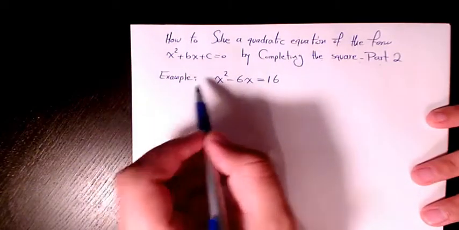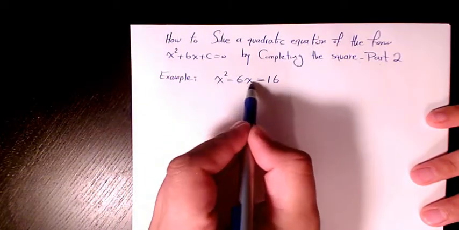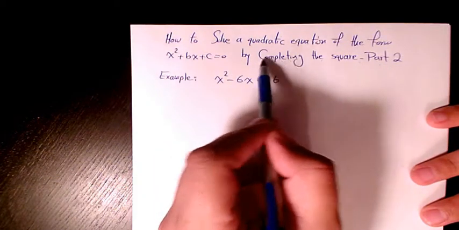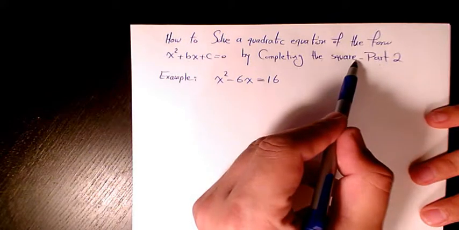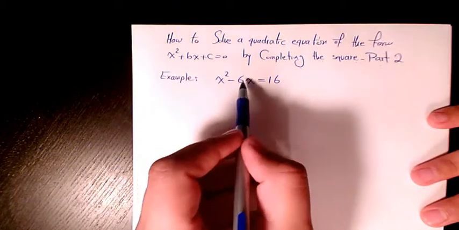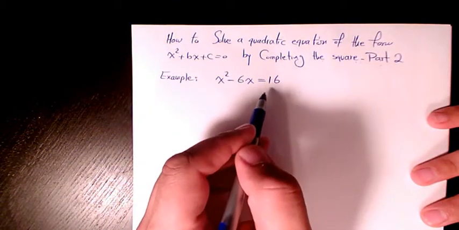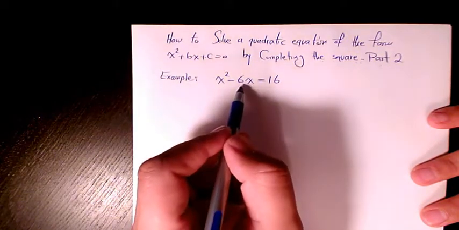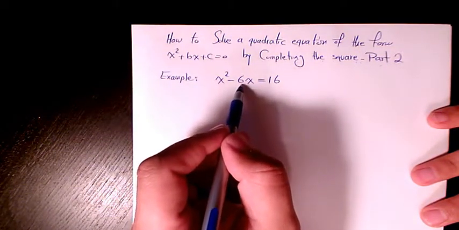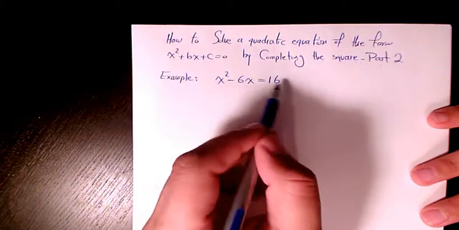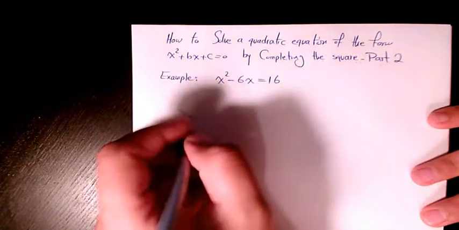So the first example here is x squared minus 6x equals 16. We need to solve it using completing the square, or perfect square trinomial. So the first thing, we always need to isolate the variable terms on one side and the constant terms on the other side. And then we get the coefficient of x, which in this case is negative 6. We divide it by 2, that will be negative 3, and then square it, and we add it to both sides and then solve it.